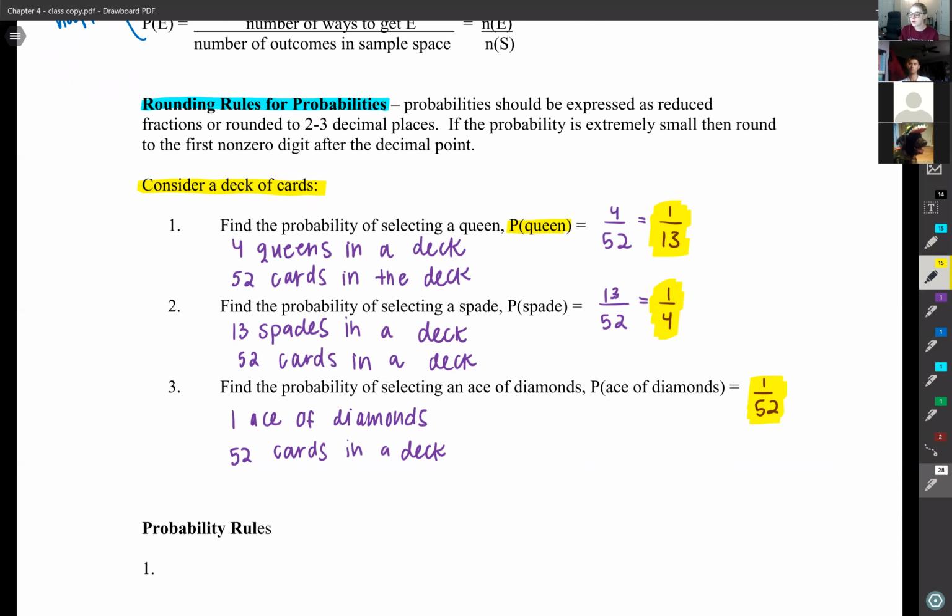Okay, any questions on theoretical probability or those calculations and the number of ways to get it over the number of possible outcomes? Okay. Like I said, the deck of cards is a pretty standard example, or rolling the dice, or flipping the coin. All pretty common ones that you should be familiar with the sample spaces for. Those are ones I recommend knowing.